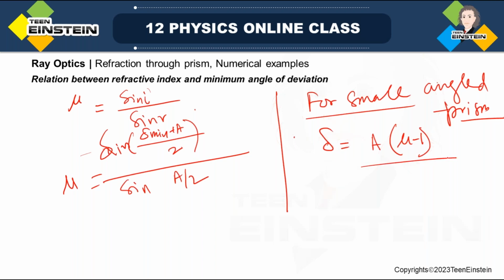Okay. So this is for small angle prism. From these two angles, these two relationships, we can find out the refractive index of the material of the prism. Now we'll try to solve at least one numerical problem first related to this prism concept.